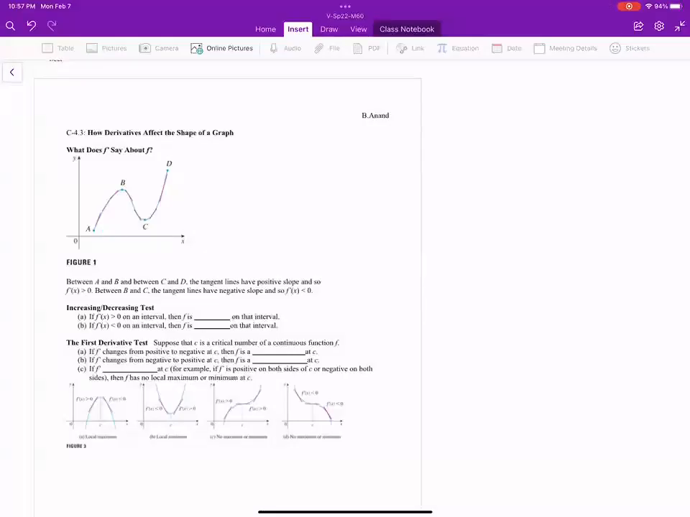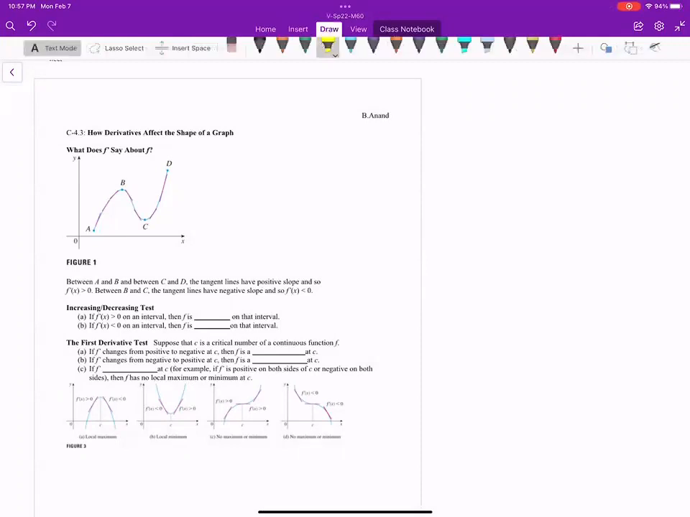Hello everyone, welcome back. In this video, we will be doing section 3 of chapter 4, how derivatives affect the shape of a graph. The whole point of this chapter is to analyze graphs to find global maximum, global minimum, or absolute maximum, absolute minimum, and relative maximum or relative minimum, which also mean local maximum or local minimum. And then we have seen the mean value theorem, Rolle's theorem.